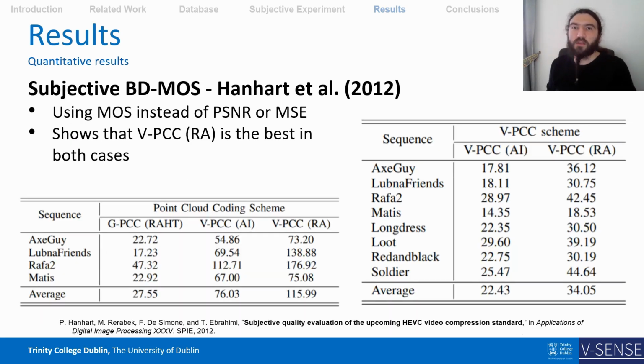To quantitatively evaluate our findings, we use Bjontegaard Delta MOS, BD-MOS, as developed by Hanhart and others. This metric measures the quality difference between different algorithms for the same bitrate by using MOS values. On the left table, the improvements over Draco and JPEG cases are shown, whereas on the right one, the improvements over GPCC RAHT cases are shown. As can be seen from both tables, VPCC random access is the best performing method in both cases.